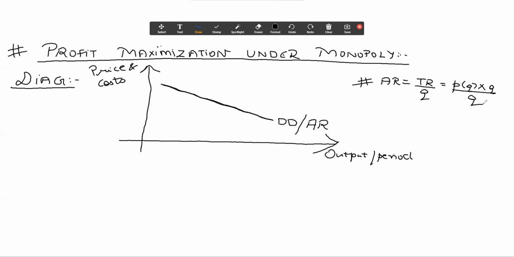So average revenue is total revenue divided by Q. Total revenue is P as a function of Q into Q divided by Q. Q and Q cancel, so therefore my average revenue is nothing but price as a function of quantity, which is nothing but the demand curve facing the monopolist. Demand curve facing the monopolist.